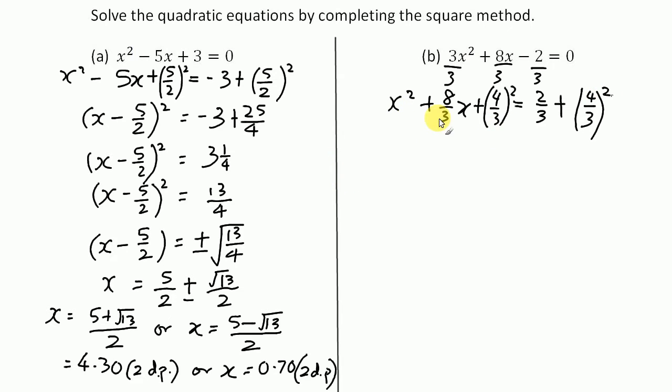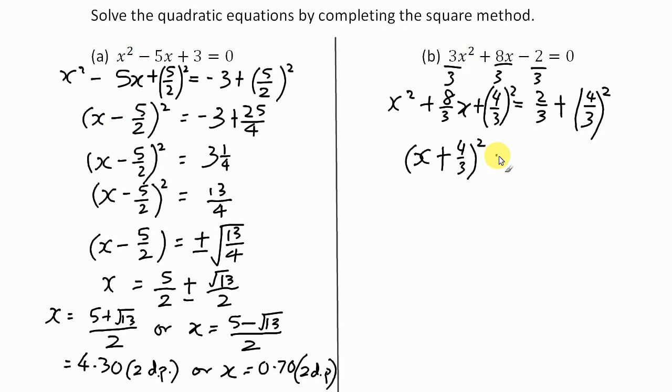Now these 3 terms will give us our perfect square, which is x plus 4 over 3 squared. One tip to remember is that if the sign here is plus, here will also be plus. But in the previous question, where the sign was negative, the sign within the bracket was negative.